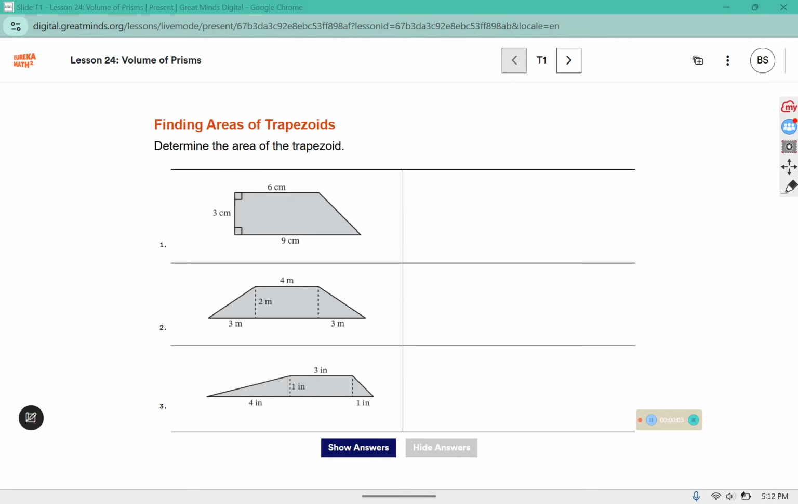Finding areas of trapezoids. Determine the area of the trapezoid. Now there is a formula for finding the area of a trapezoid. If you know it, you can use it.